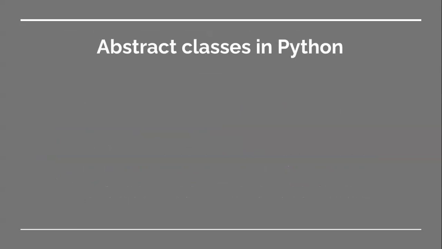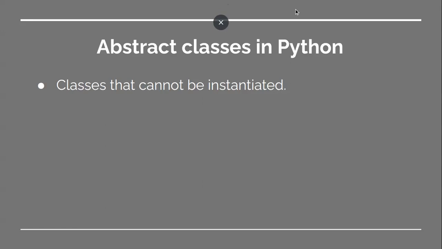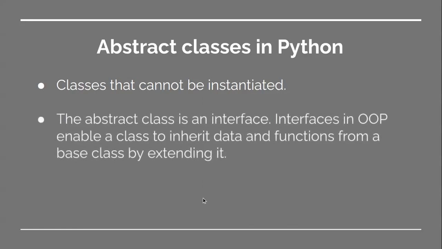Abstract classes in Python. Abstract classes are classes that cannot be instantiated. This means that we cannot create objects of an abstract class, and these are only meant to be inherited. Then an object of the derived class is used to access the features of the base class. These are specifically defined to lay a foundation for other classes that exhibit common behavior or characteristics. The abstract class is an interface.